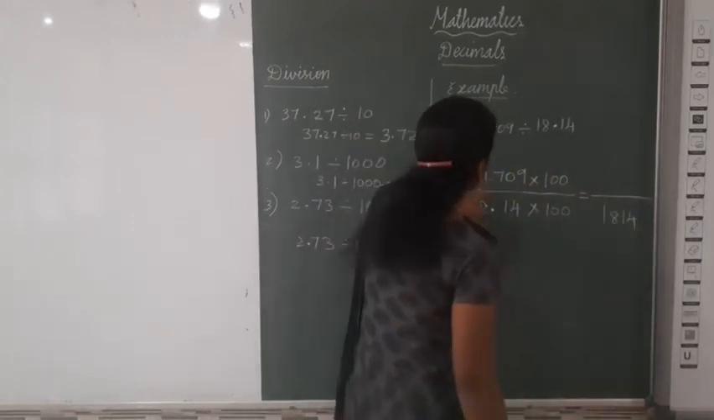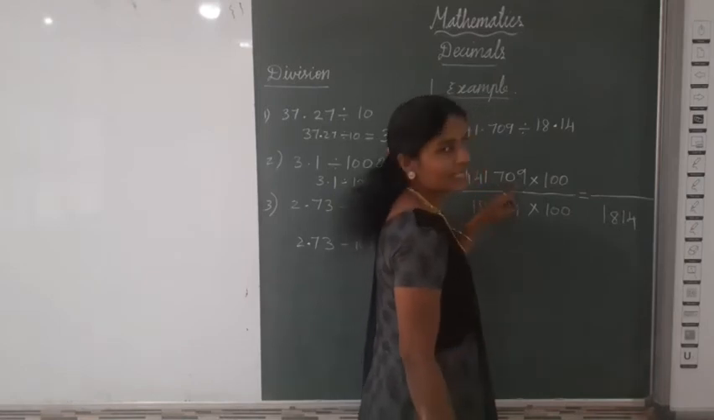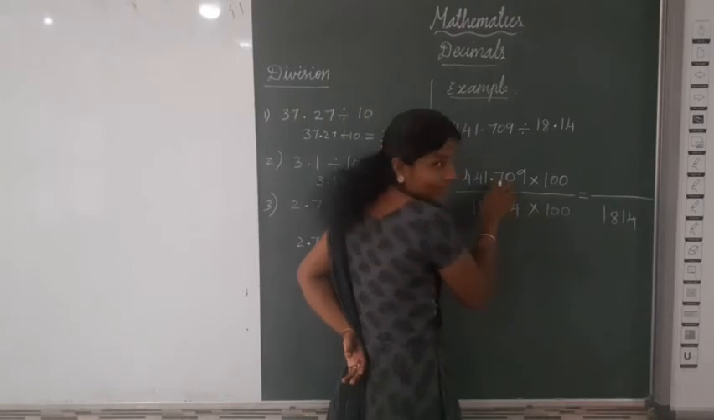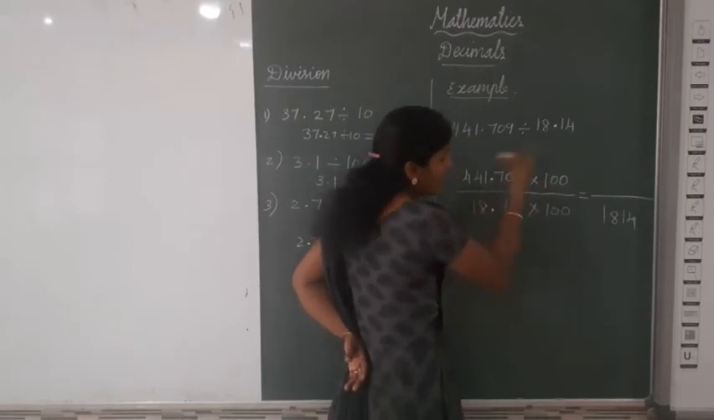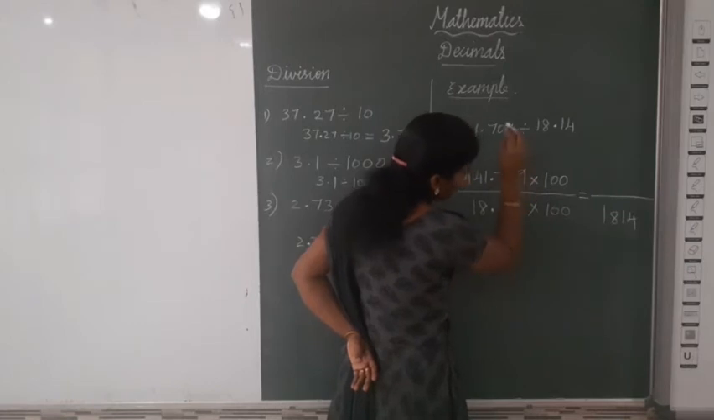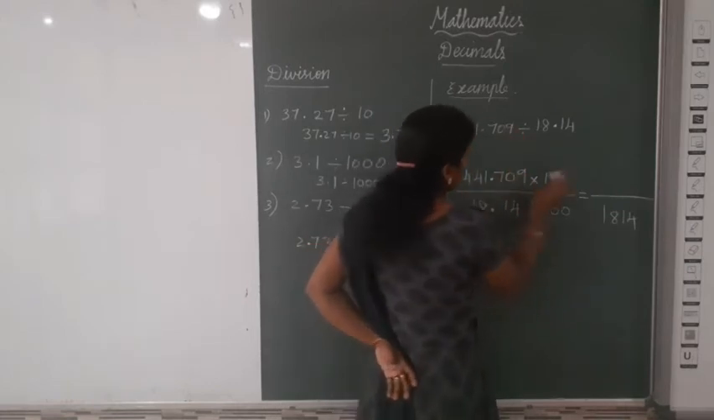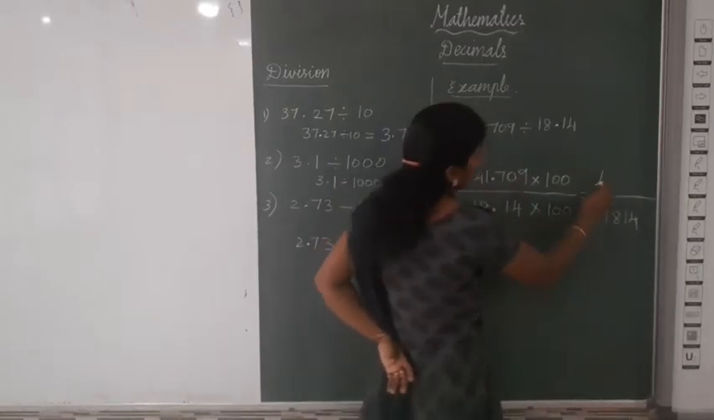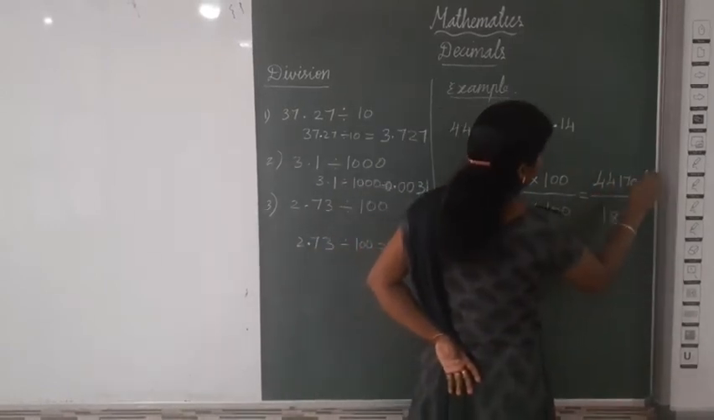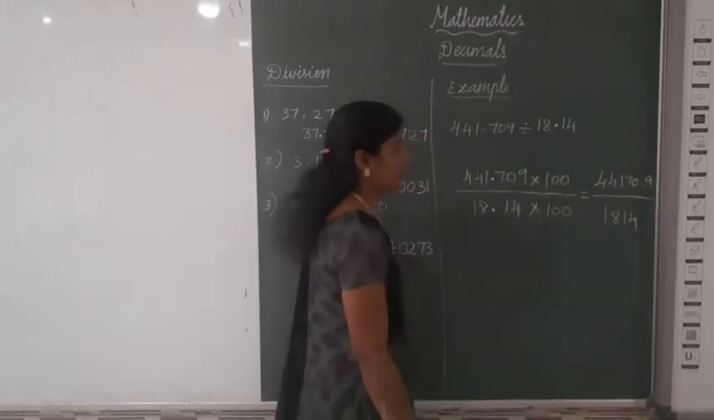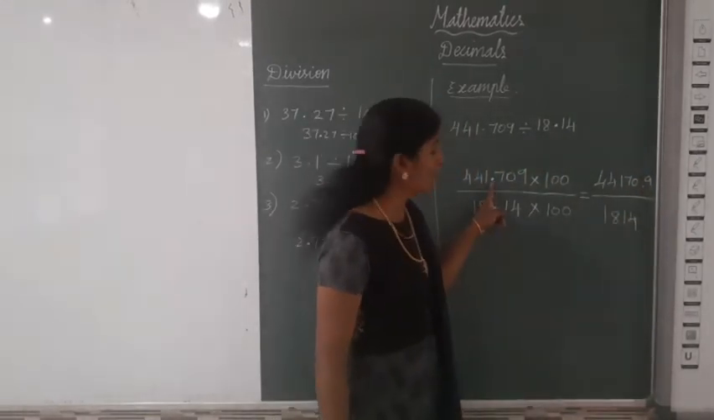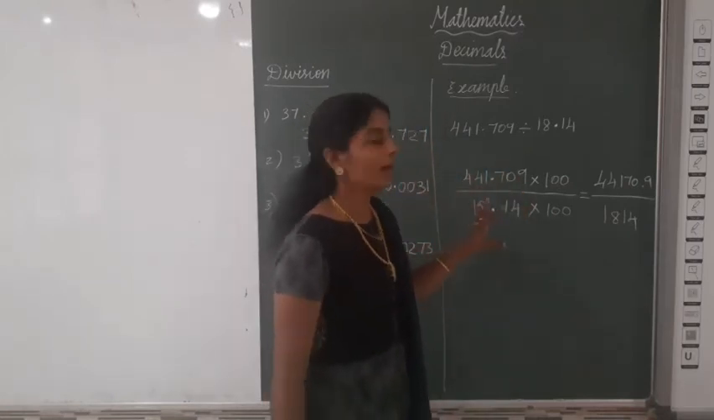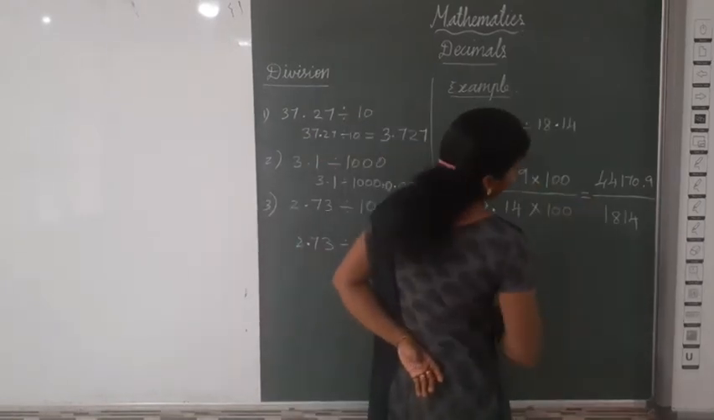Yes. Now 441.709 into 100. This decimal point also, move the decimal point 2 places to right. So this decimal point will come here, after 70. So 44,170.9. Move the decimal point 2 places to right. Are you clear? Okay, now we can use the division method.